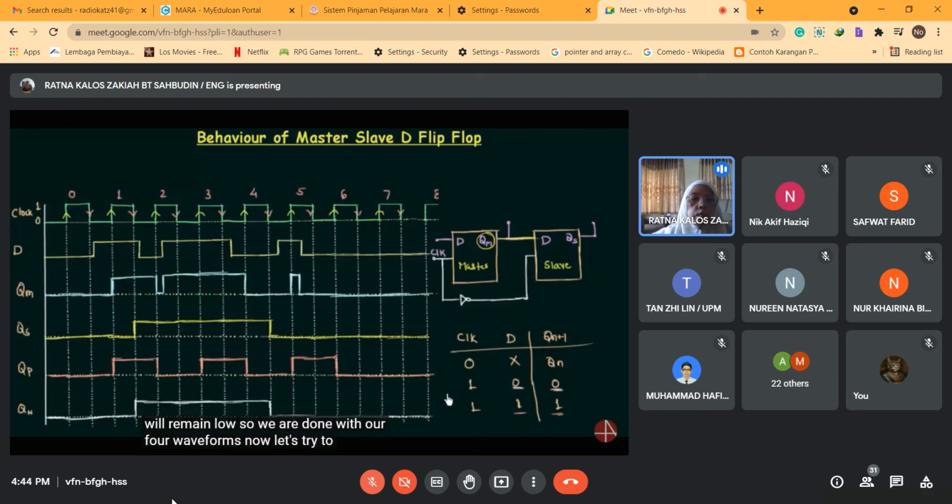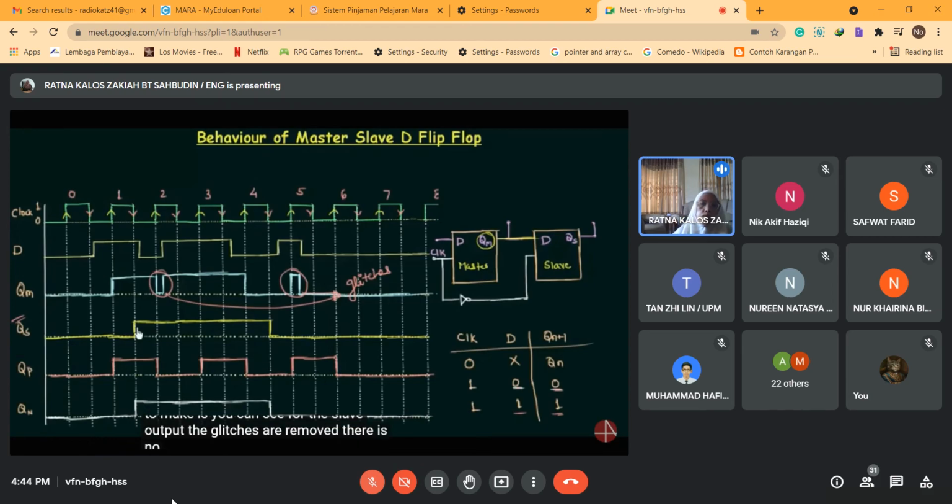Now let's try to find out a few important things out of it. The first thing I will tell you is the glitches. You can see these sudden changes in the output signal. We call them glitches, and they are definitely not desired. The very important point that I'm going to make is, you can see for the slave output, the glitches are removed. There is no glitch in the slave output. That's why to remove the glitches, we use the master slave flip-flop.